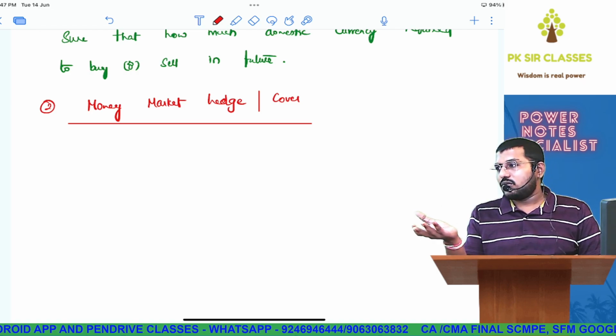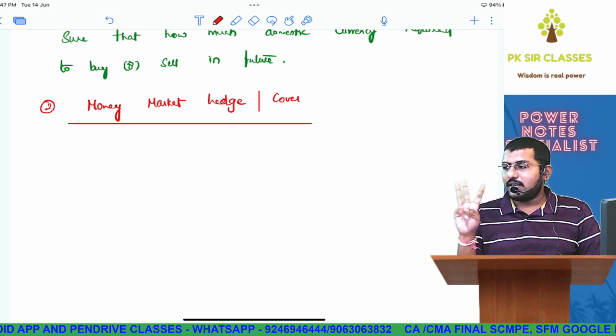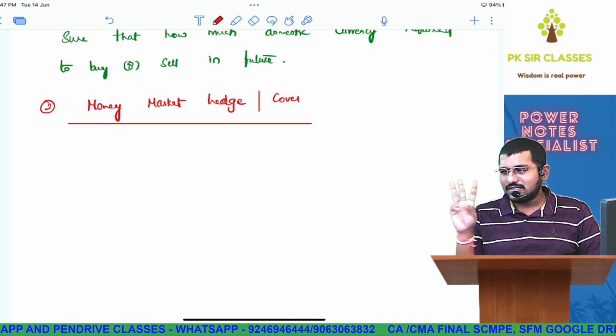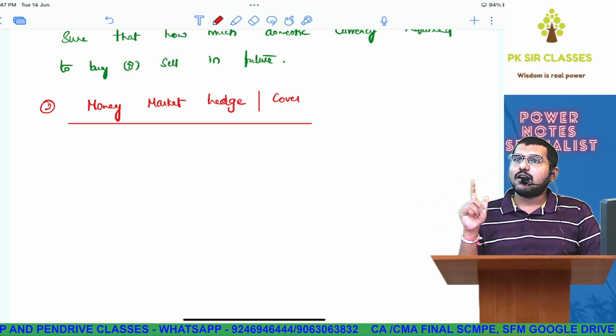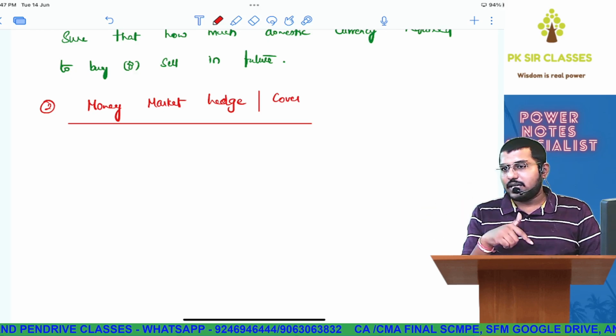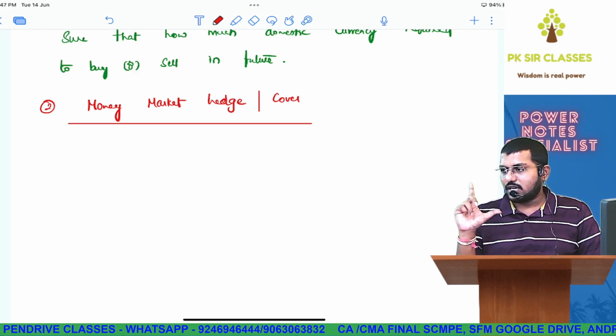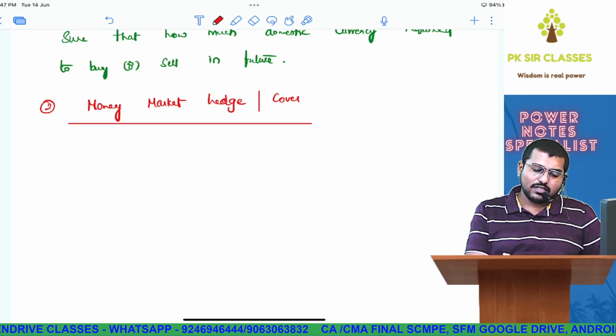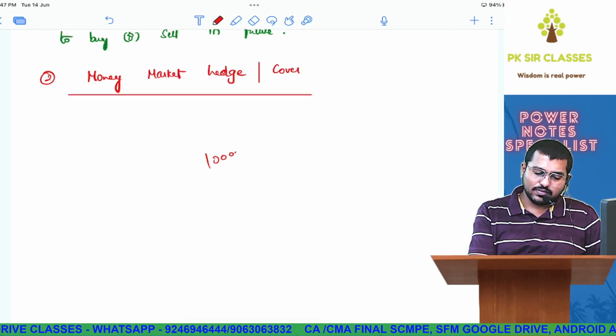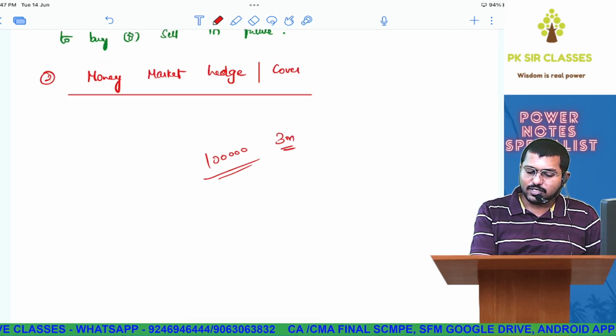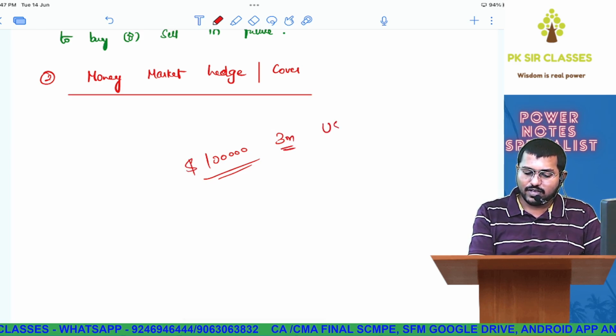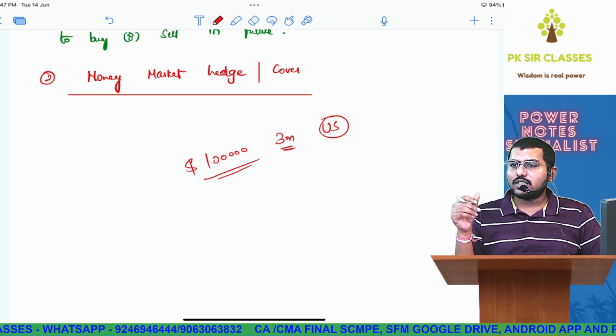You will export your goods, say for example, to US. Let's say the due date is 3 months. Which means after 3 months, you'll be getting your money, correct? In the form of dollars, correct? Let's say the dollar amount is, for example, 100,000. I'll be getting this much after 3 months. From where? US. Are you able to understand?